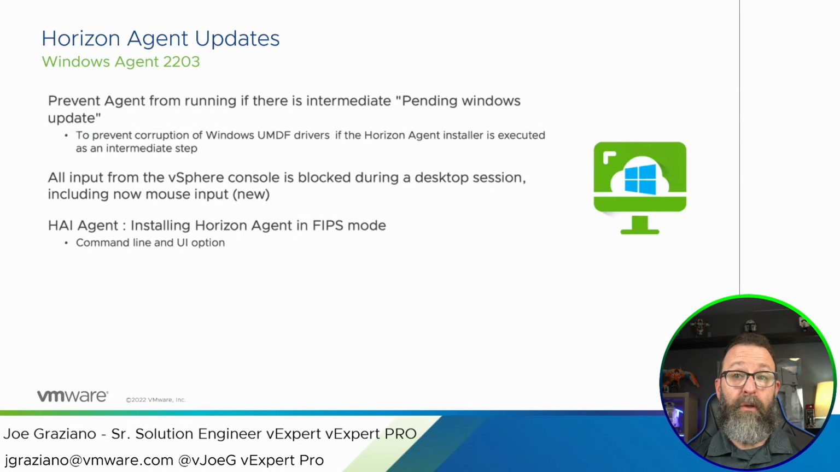And then for 2203, the agent will not run if there's a pending Windows update. So if there's something going on with that machine and it needs an update, the agent won't start, which will prevent errors in the Horizon connection, errors in the admin console. It makes it a little cleaner, especially if you've got updates going on.